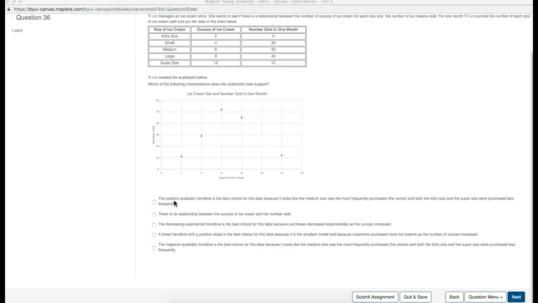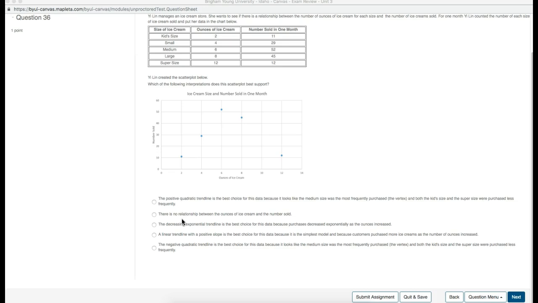However, a positive quadratic trend line, if you'll recall when we do a positive quadratic, it looks like a smiley face. And this one's actually pointing downwards. So that would be more like a frowny face or a negative one. So this one is not correct. Let's try the next one.